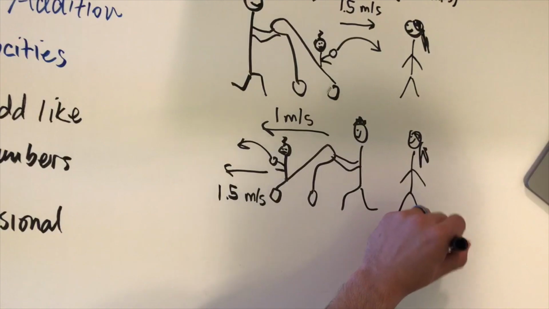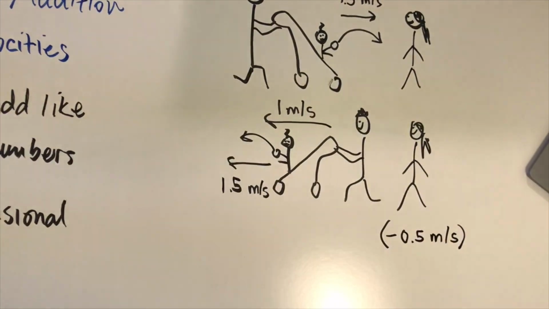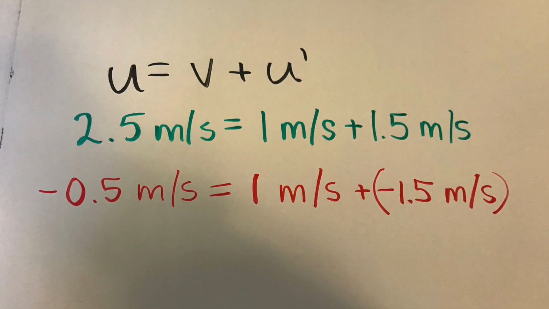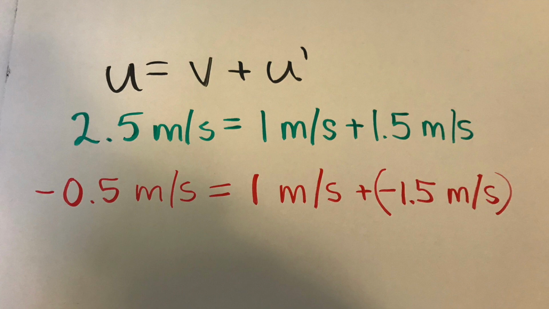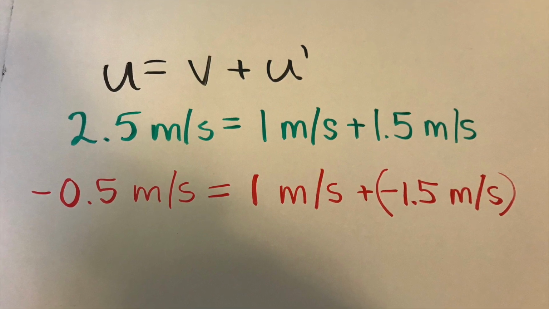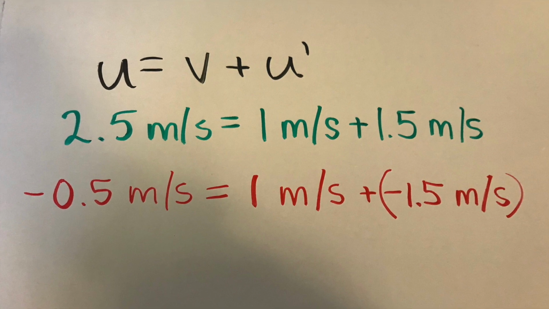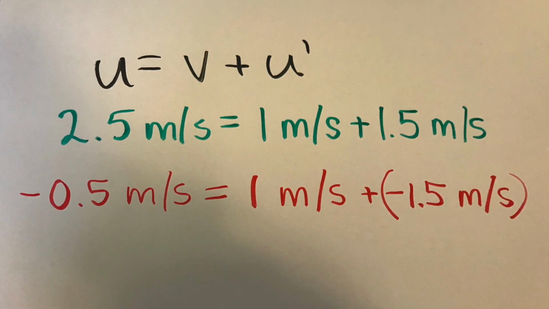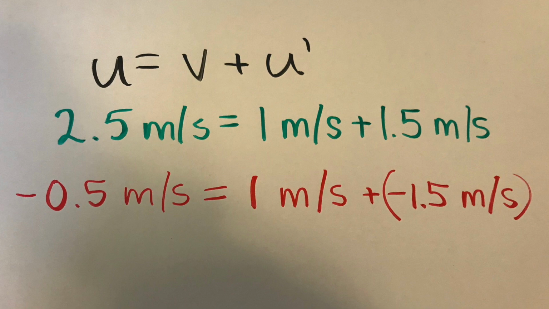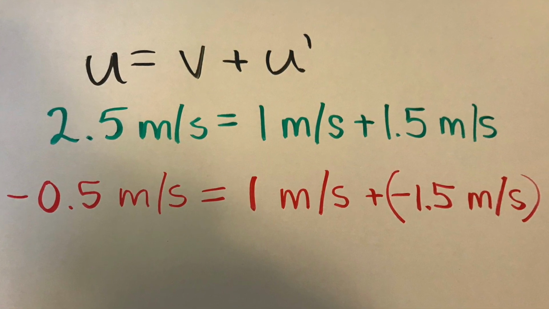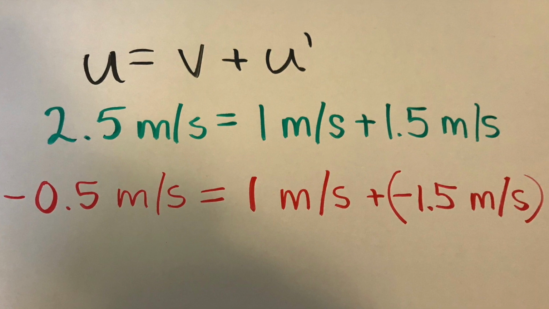When the baby throws the toy backward, u will be equal to 1 meter per second minus 1.5 meters per second to equal negative 0.5 meters per second, which is its added velocity. The negative sign here in the answer of negative 0.5 meters per second means that to the earthbound observer, the toy moves backward. So this is how classic velocity addition works.